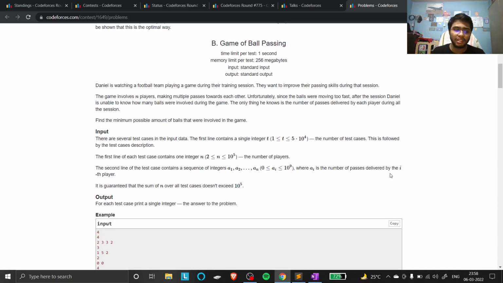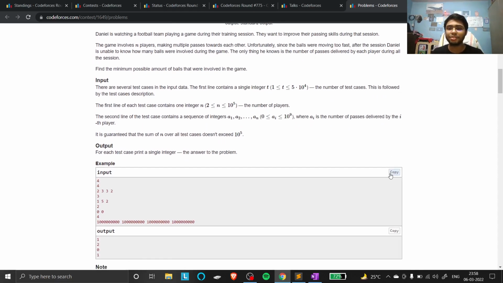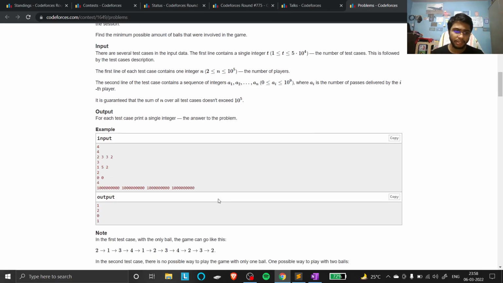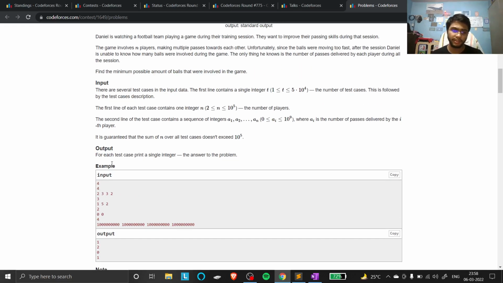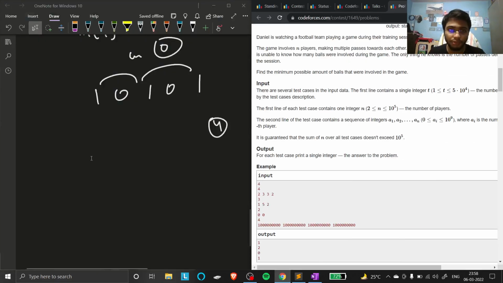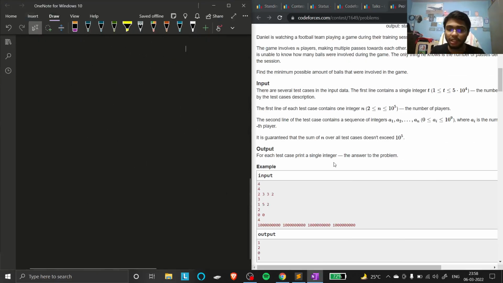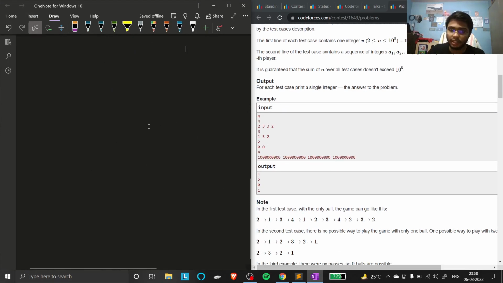Fine. So this was a question in which the input was, I hope you read the question, the n is the number of players. Then this is how many passes each player had given. And the output is the number of balls involved during the passes. So let's see this question. First of all, this question also I was not able to do after the contest, on Wednesday. Yeah, after that, right now I did it, I solved the question.